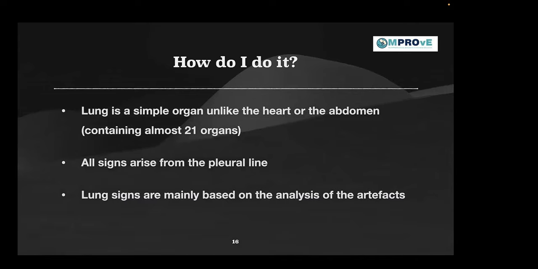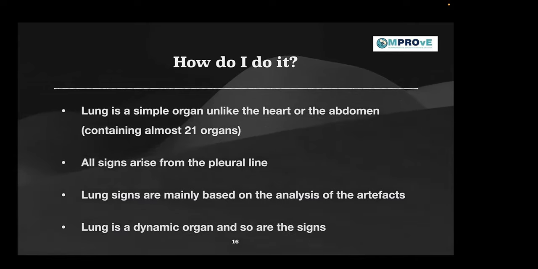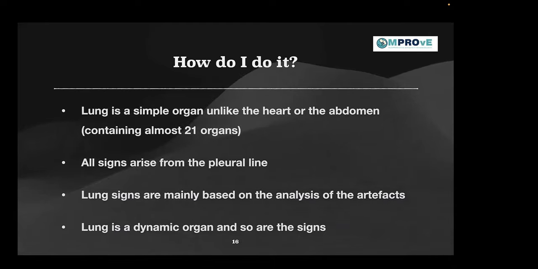Lung signs are mainly based on the analysis of the artifacts, as I've already said. And lung is a dynamic organ, and so are the signs. So we always say that we don't take a snapshot of a lung ultrasound. Unlike the, you know, the head scan and things, where we take just a snapshot, you don't do that, because the lung is dynamic, the pleura is moving, and we need all those movements to correctly interpret the artifact or to answer the specific question about the pathology. So, dynamic scan.